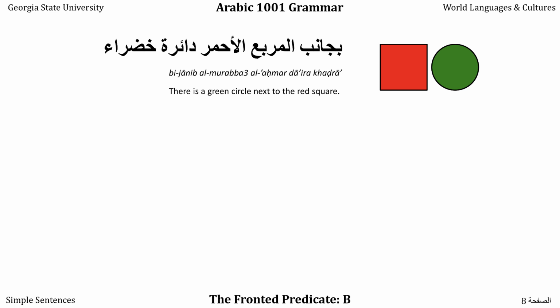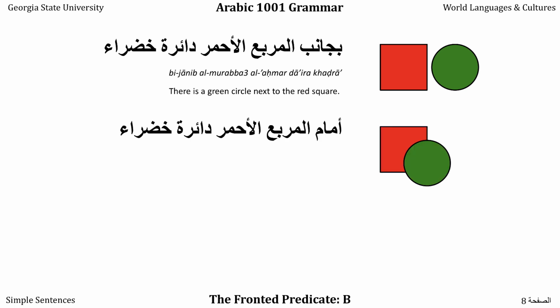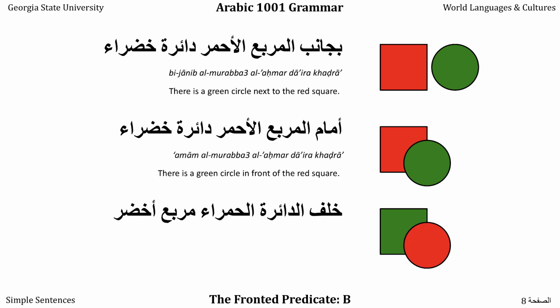Having the sentence begin with a preposition is the dead giveaway that this is a there is, there are kind of sentence, and to translate it properly into English, you're going to have to rearrange the halves of the sentence. Here, the same thing is happening. Amam al-murabba al-ahmar da'ira khadra. In front of the red square, a green circle, or there is a green circle in front of the red square. And then the same principle applies to this final sentence.